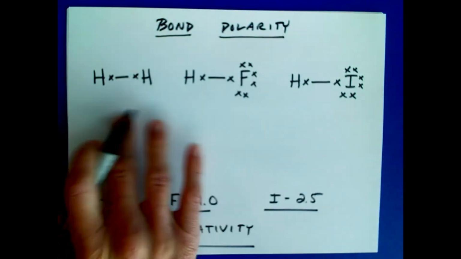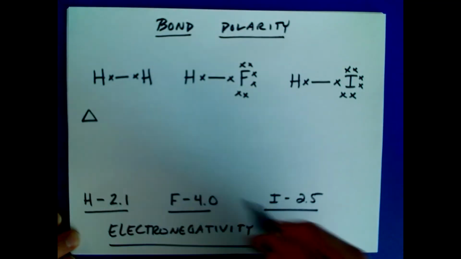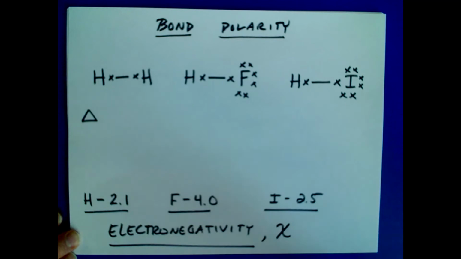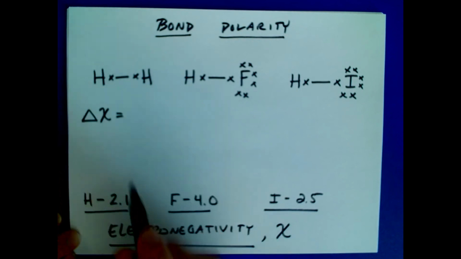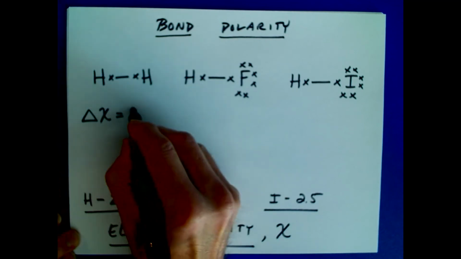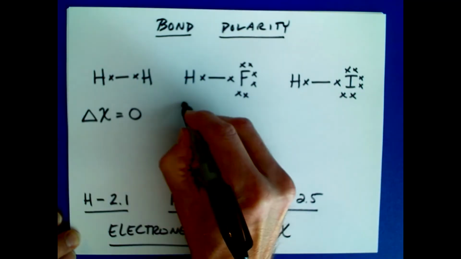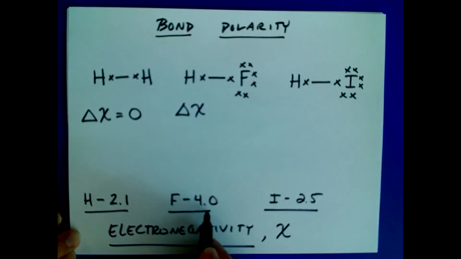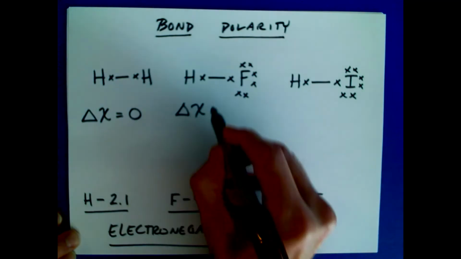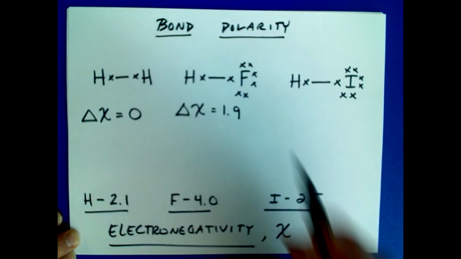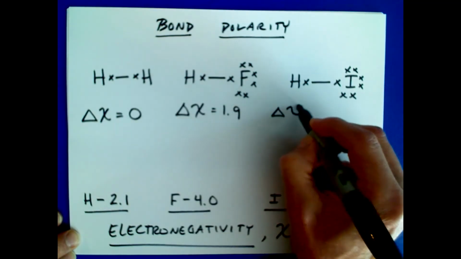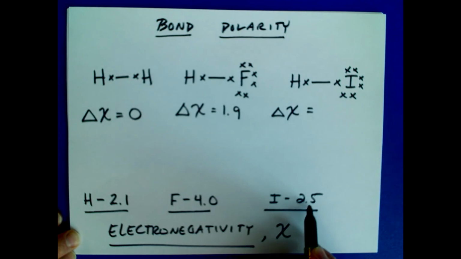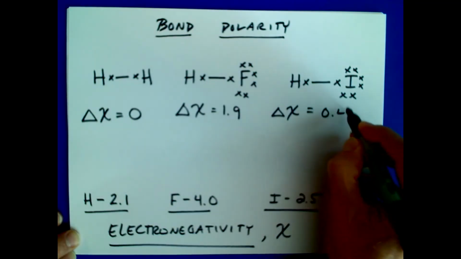So let's just calculate the difference in electronegativity. Electronegativity is often symbolized with the Greek letter chi. So the difference in electronegativity between the two atoms in the bond. Of course, the difference in electronegativity between hydrogen itself is 0. The difference in electronegativity between fluorine and hydrogen is going to be 4.0 minus 2.1, which is 1.9. And the difference in electronegativity between iodine and hydrogen is 0.4.